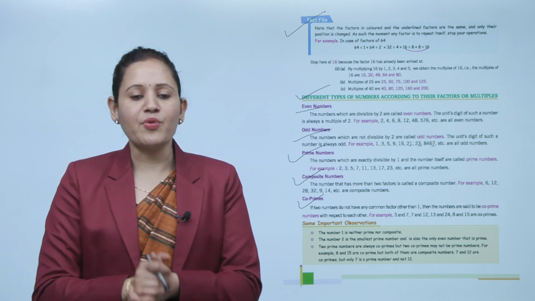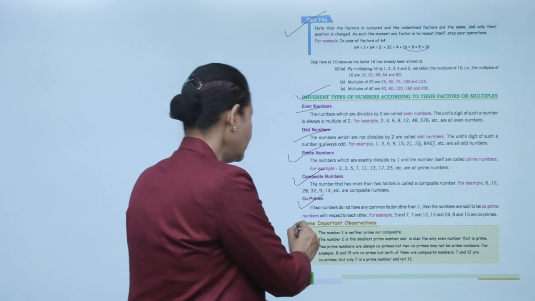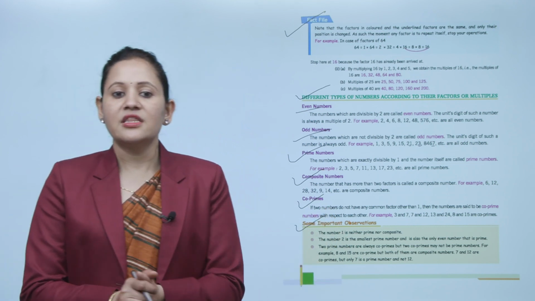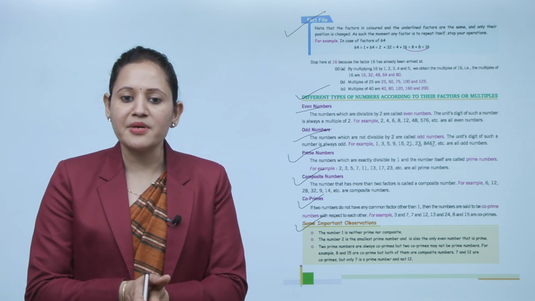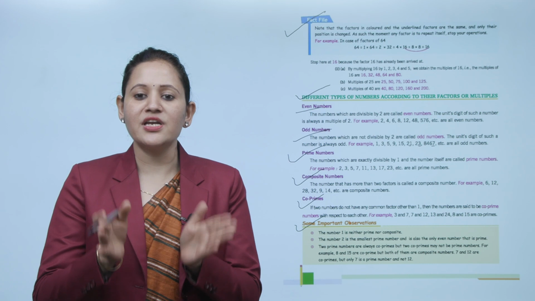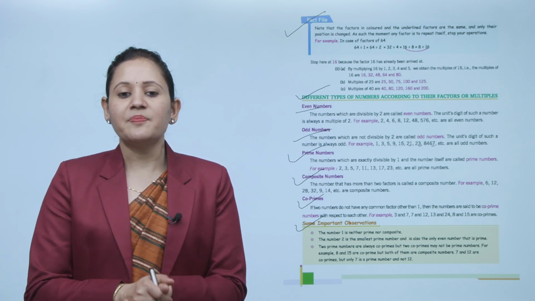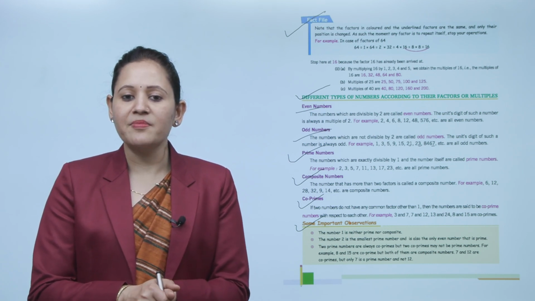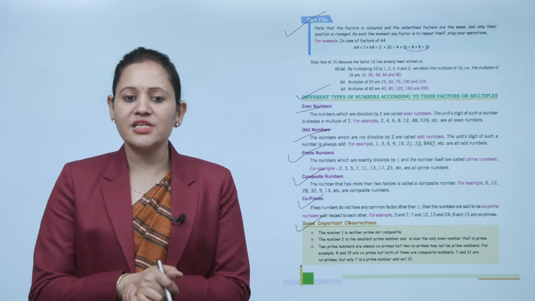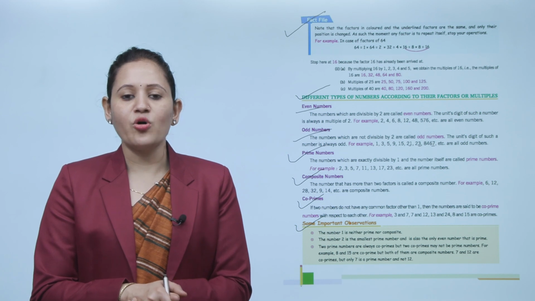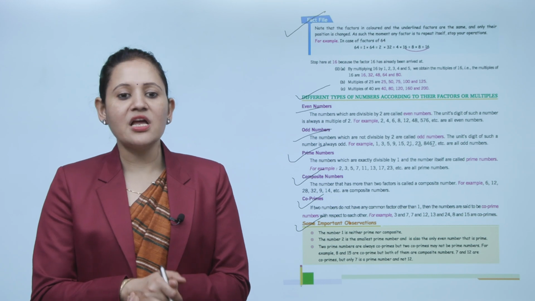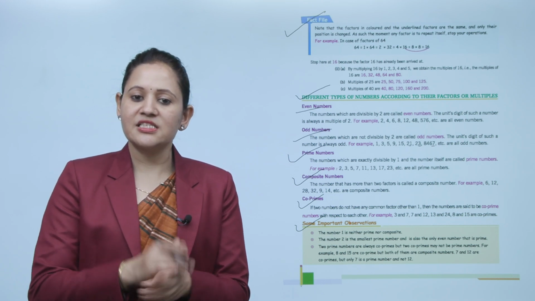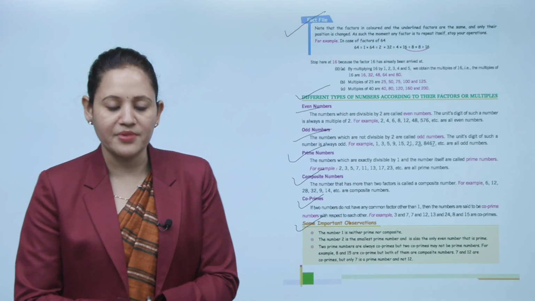Next are some important observations. The number 1 is neither prime nor composite. The number 2 is the smallest prime number and also the only even number that is prime. Prime numbers are always co-prime, but two co-prime numbers may not be prime numbers. For example, 8 and 15 are co-prime numbers, but both are composite numbers. 7 and 12 are co-prime, but here 7 is a prime number and 12 is a composite number.